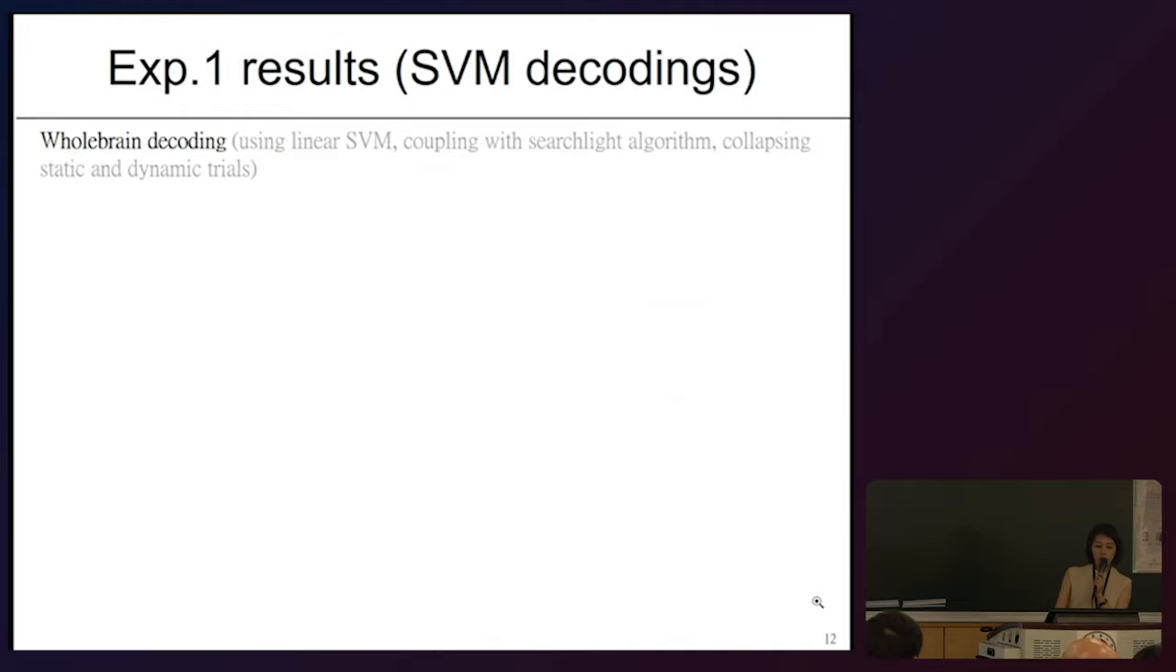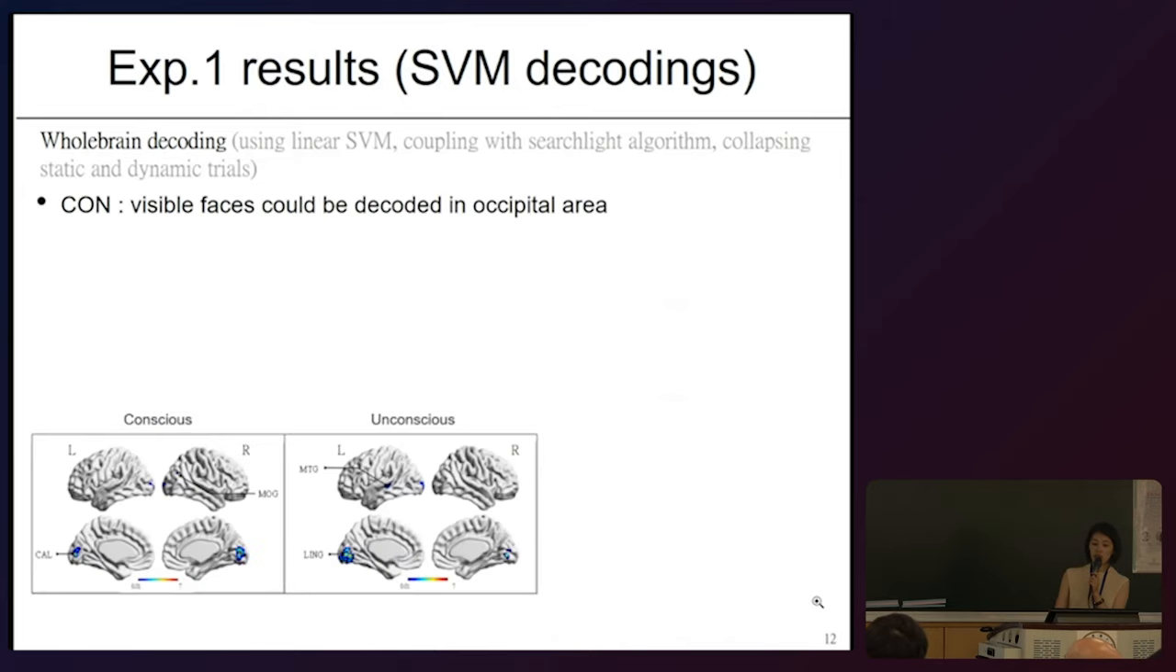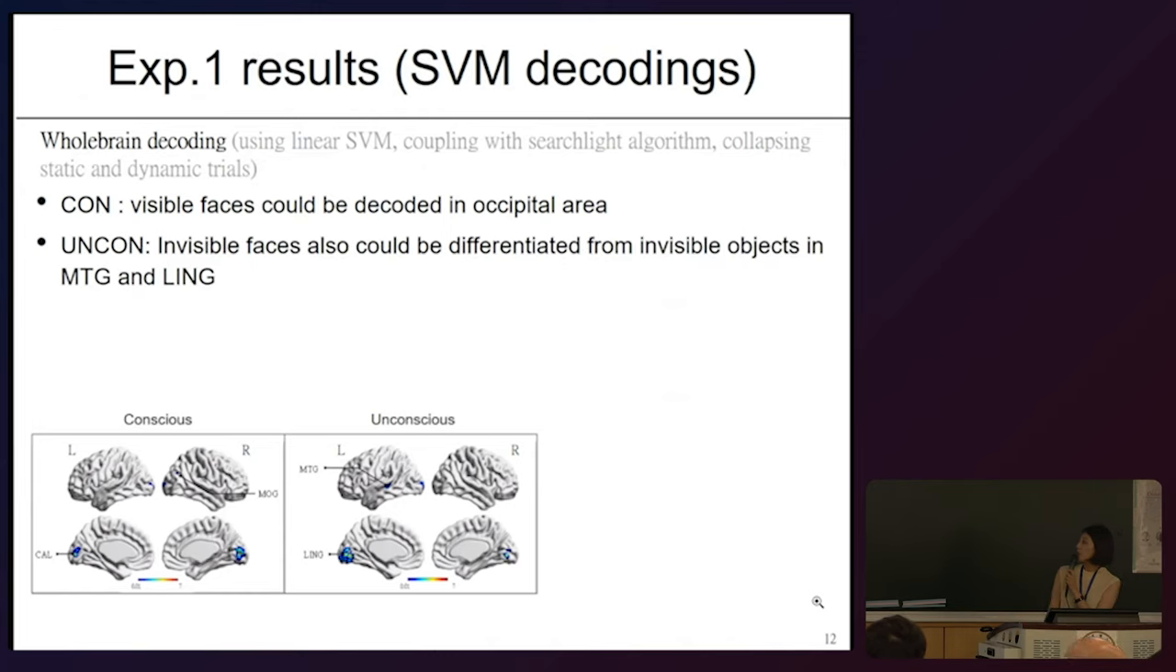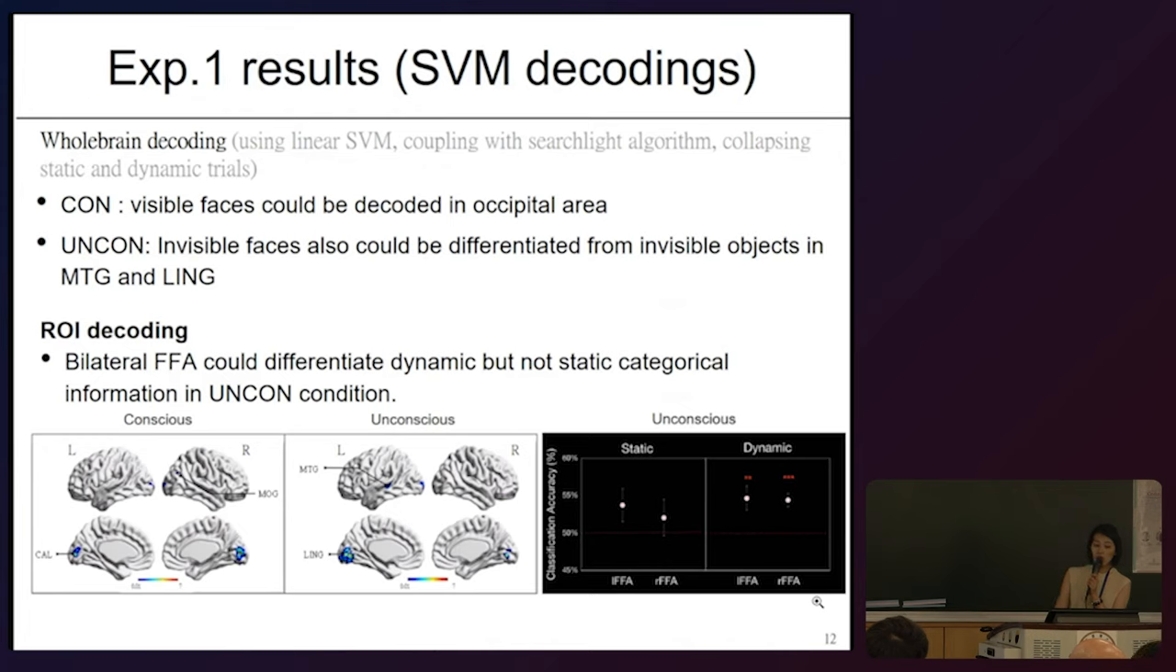Next, we did whole-brain decoding using a linear SVM coupled with a searchlight algorithm. First, in the conscious condition, we found that visible faces could be decoded in the occipital area. Also, even in the unconscious condition, we found that invisible faces could be differentiated from invisible objects in the middle temporal gyrus and lingual gyrus. Furthermore, during our analysis, we found that bilateral FFA could differentiate dynamic but not static categorical information in unconscious conditions.